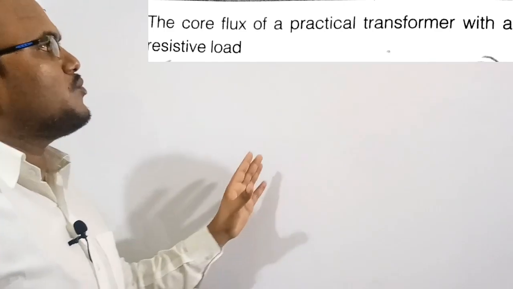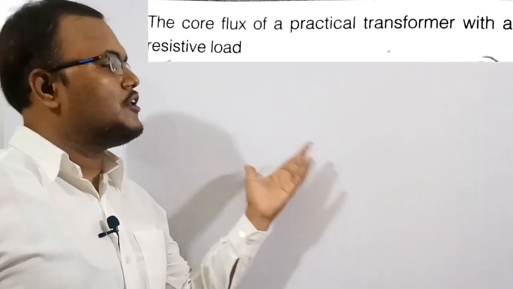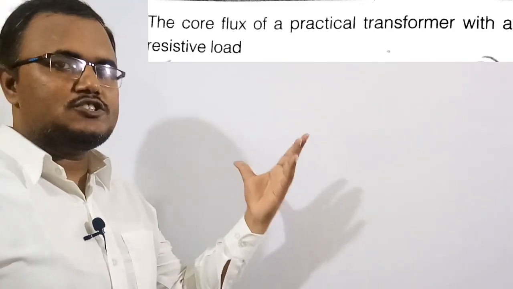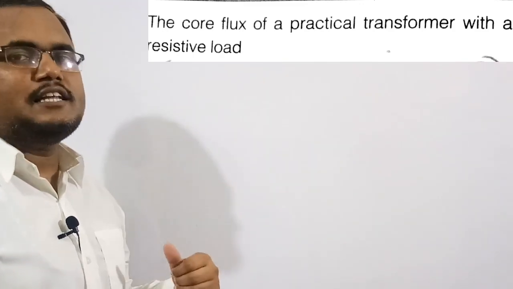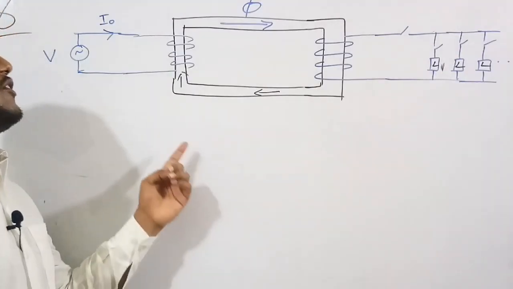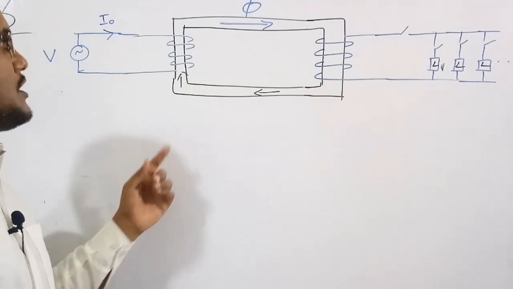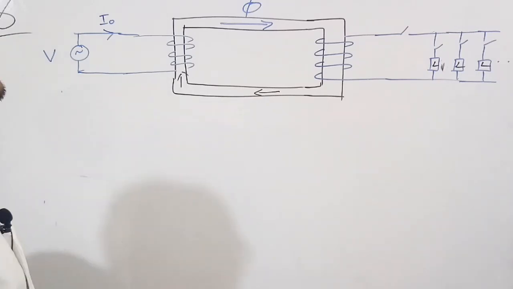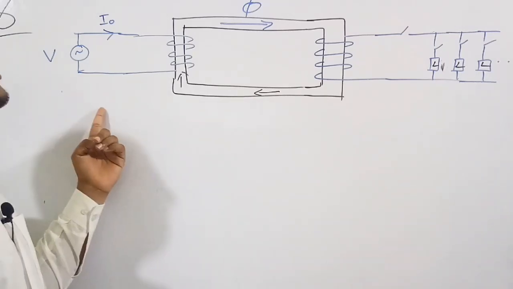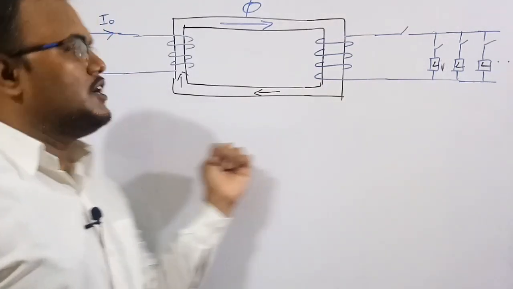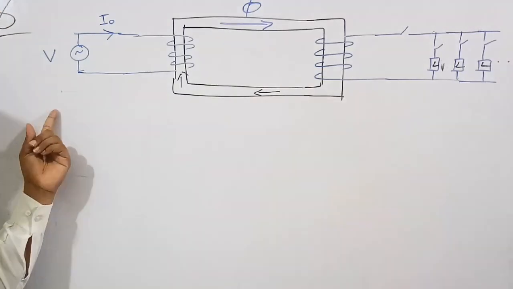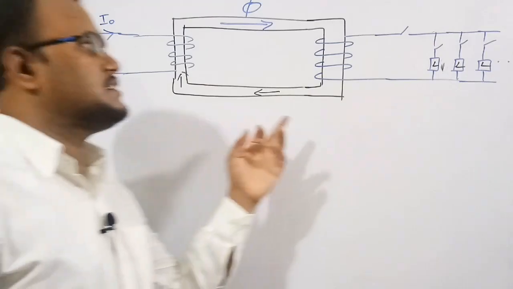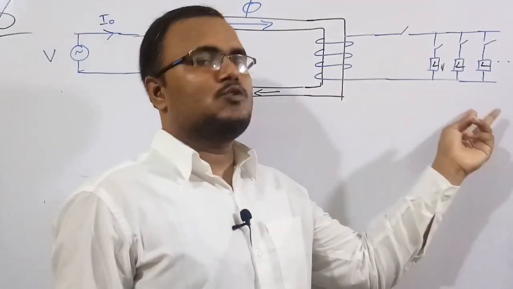This is a very simple question, but we will learn more concepts in it, so that if different types of questions are asked on this concept, we can easily solve them. I have drawn this figure to explain the concept. See here, this is a transformer. I have connected turns to the primary and turns to the secondary. For the primary I am going to supply voltage V, which is an AC voltage. On the secondary side I am going to keep 3 loads.